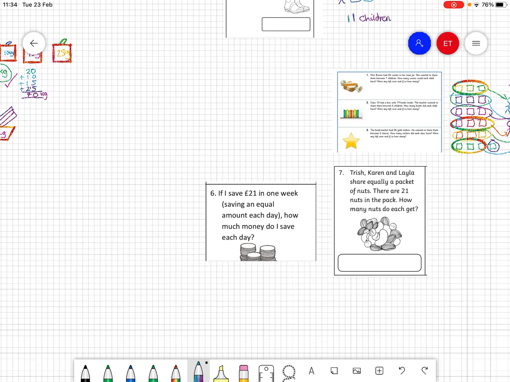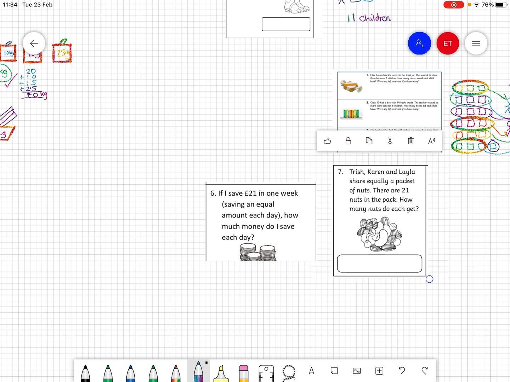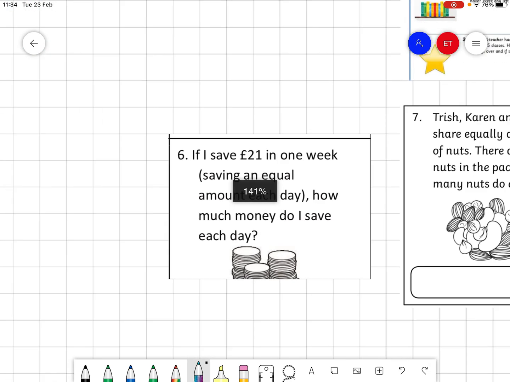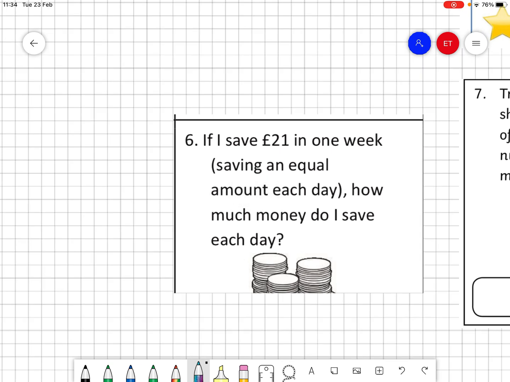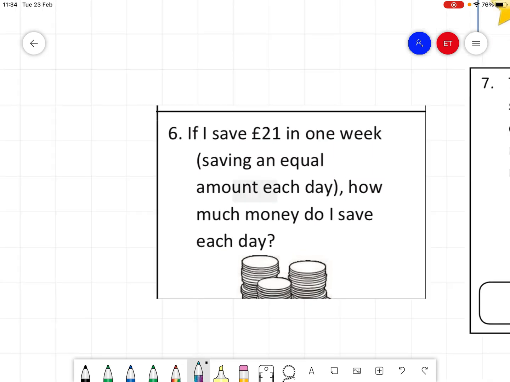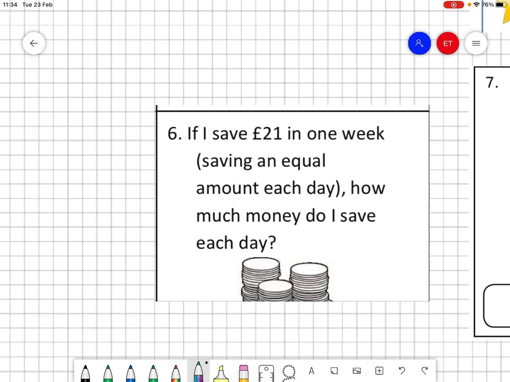Okay, let's now have a look at this one. If I save £21 in 1 week, saving an equal amount each day, how much money do I save each day? So we want to think about, well, it's £21 in 1 week. Now, if we want to know, save an equal amount each day. Now this is another strategy that can really work, is highlighting the information that is important.